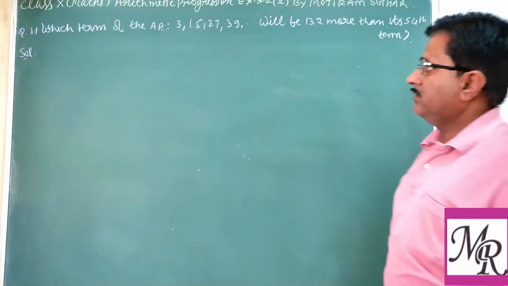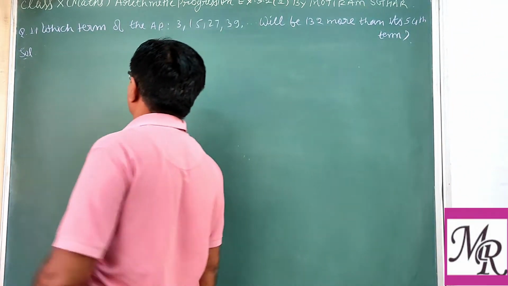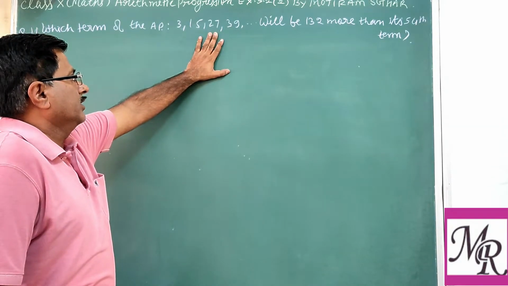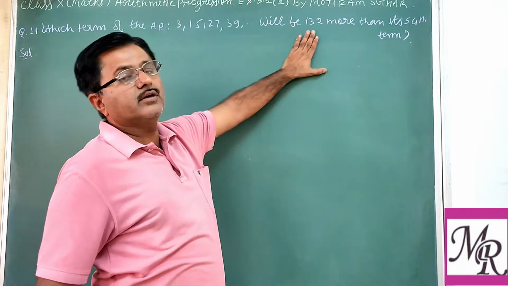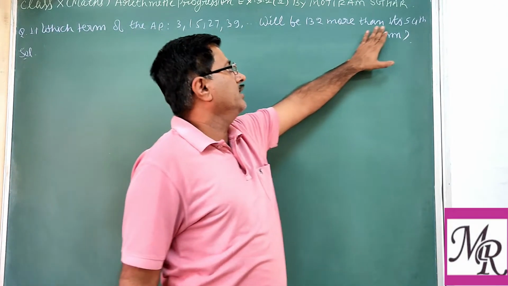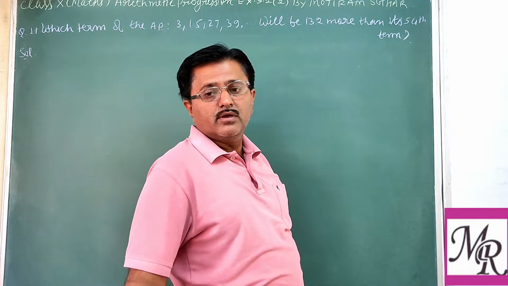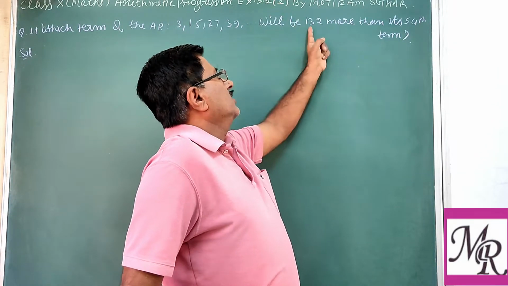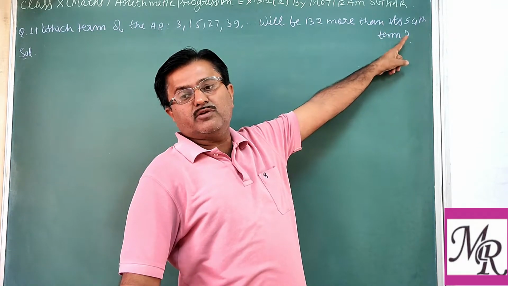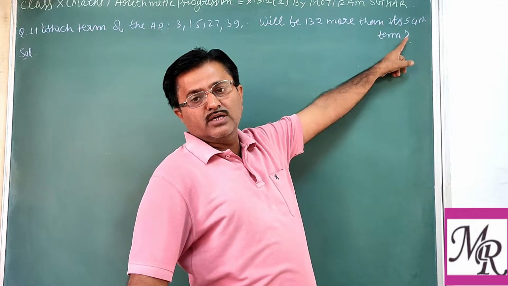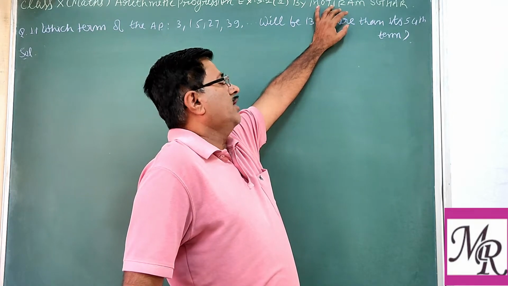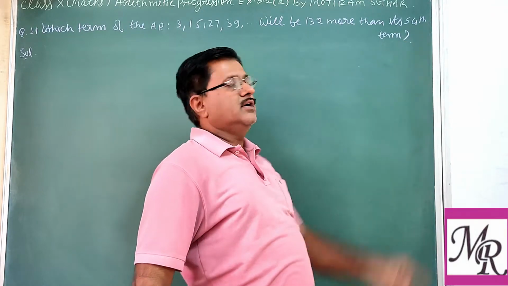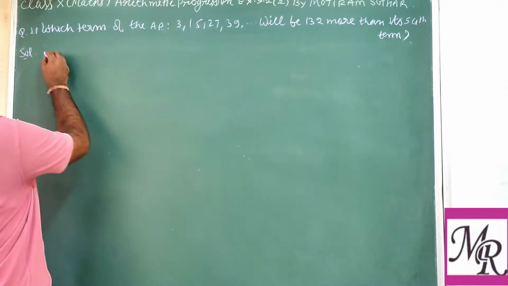Next problem says: which term of the AP 3, 15, 27, 39 and so on will be 132 more than its 54th term? Means of which term's value is 132 more than its 54th term. So you can suppose here An is the required term whose value is 132 more than its 54th term.